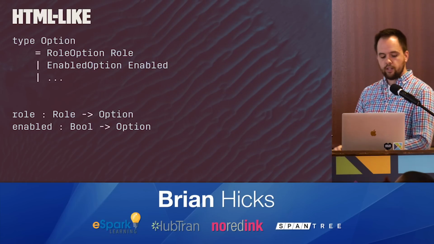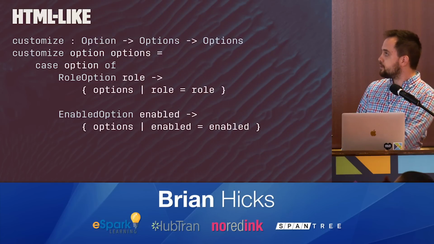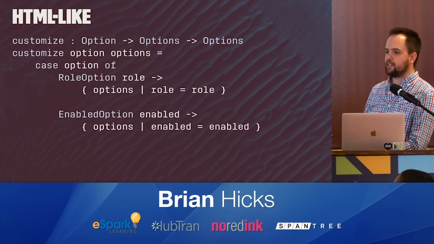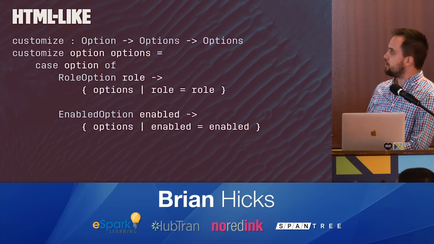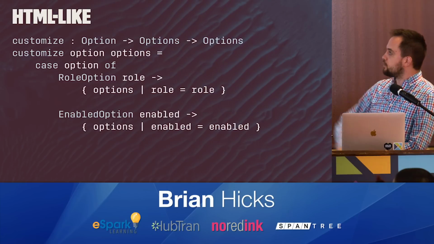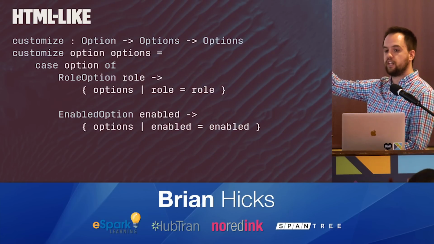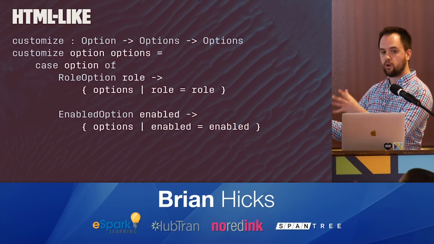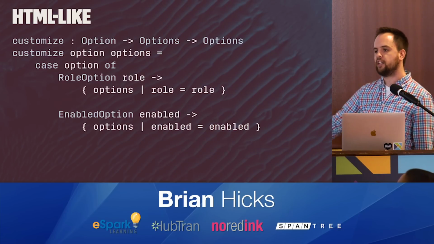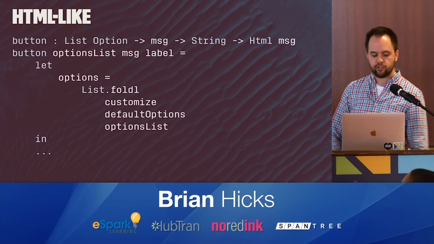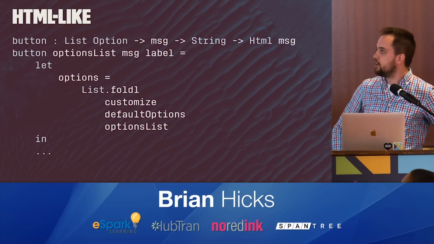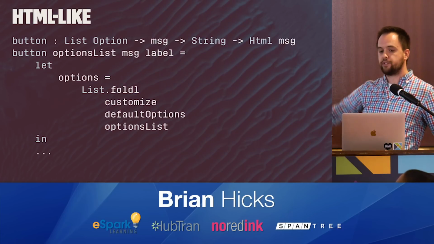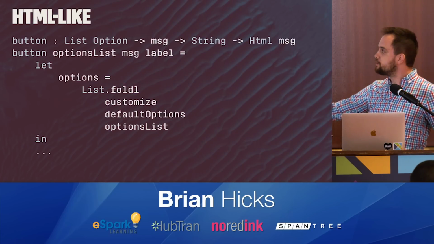Then, after you have these options, you need to make something called customize, and you might call customize something different internally, but the important part is that it overrides the default options that we've already seen one at a time. So where we were overriding a bunch of defaults before, now we're overriding one default and then the next one and then the next one. And we're doing this inside a List.foldl inside of button. So once we have the options, we can do whatever we want with options.